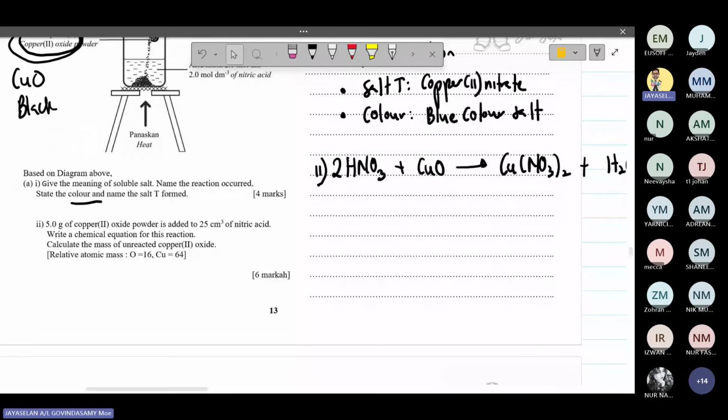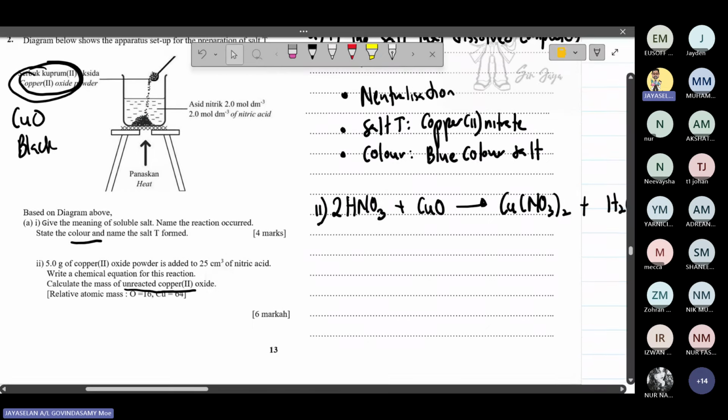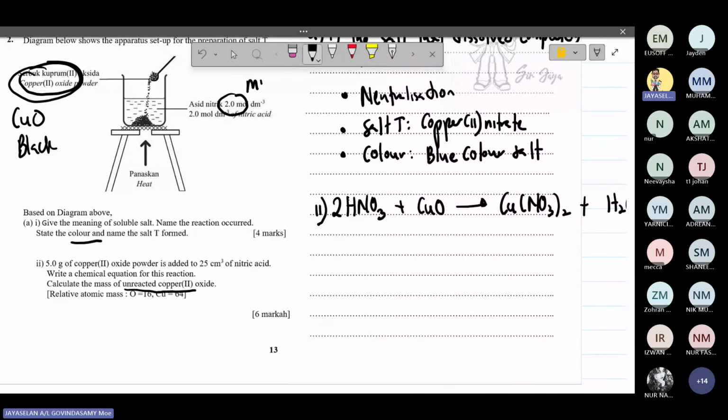Calculate the mass of unreacted copper 2 oxide. Unreacted copper 2 oxide, the one that did not react. Okay, how do we calculate that? So what do you do? You have done this, right? So take this one. This is your molarity. This is your volume.